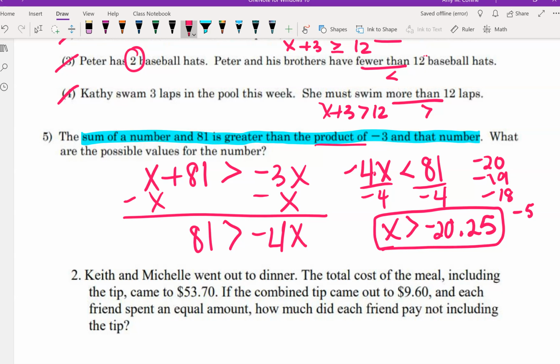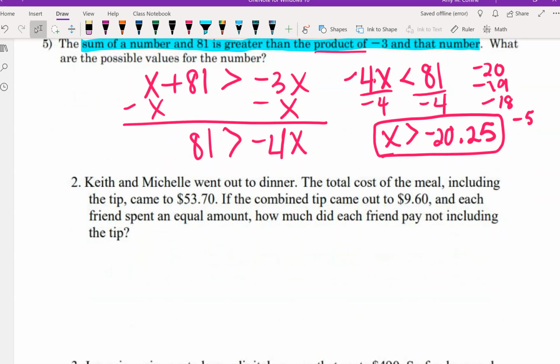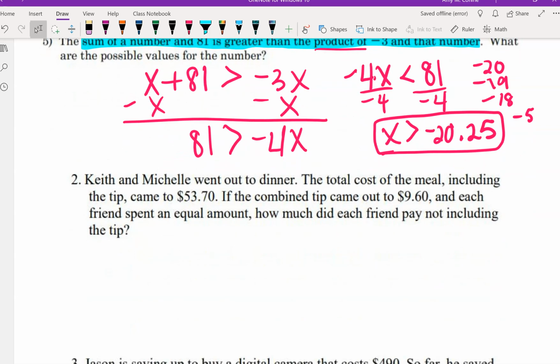Okay. So Keith and Michelle went out to dinner. The total cost of the meal, including the tip, came to $57.70. If the combined tip came out to $9.60 and each friend spent the same amount, how much did each friend pay, not including tips? So this is going to be an equation, just FYI. I told you we're going to have both equations and inequalities. So I want you to go ahead and write your equation and solve for this one, for Keith and Michelle. So go ahead and do that now.